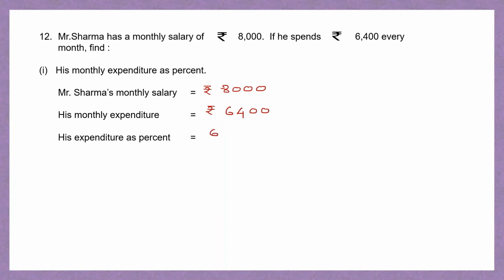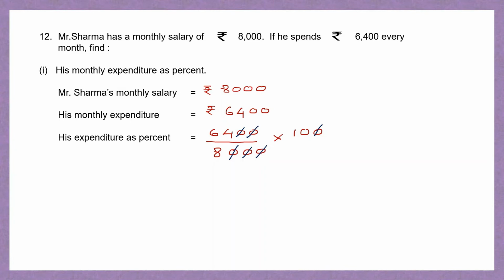Now we need to find this same expenditure in the form of a percent. So we take this 6,400 divided by his monthly salary, which is 8,000 rupees, and then multiply by 100 because we are finding the percent. Now we cancel. So cancel 2 zeros there. We can cancel 2 zeros here. We can cancel one more 0 here and from 100. Okay, now let's see what else we can cancel. I can cancel 8 and 64.